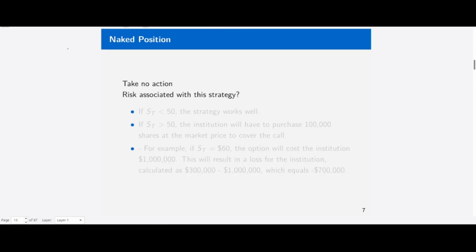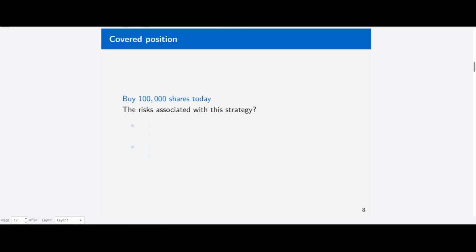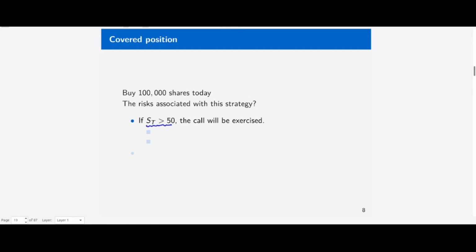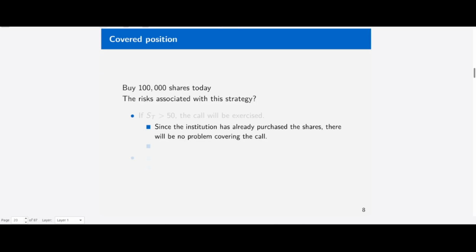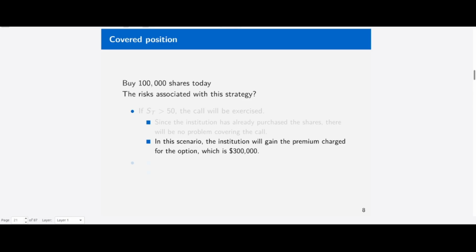The next option is the covered position. That means the bank will buy 100,000 shares today, during the contract. What is the risk associated with this strategy? If again the stock price at maturity is greater than 50, then the call will be exercised. Since the institution has already purchased the shares, there will be no problem covering the call. In this scenario, the institution will gain the premium charged for the position, which is $300,000.